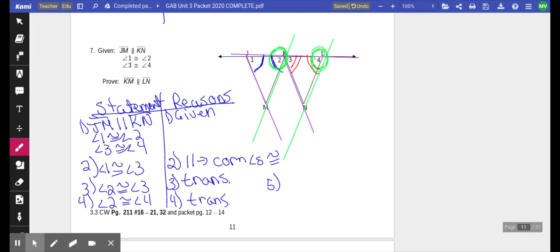So that means I can say KM is parallel to LN because corresponding angles congruent implies parallel lines. And I'm done.